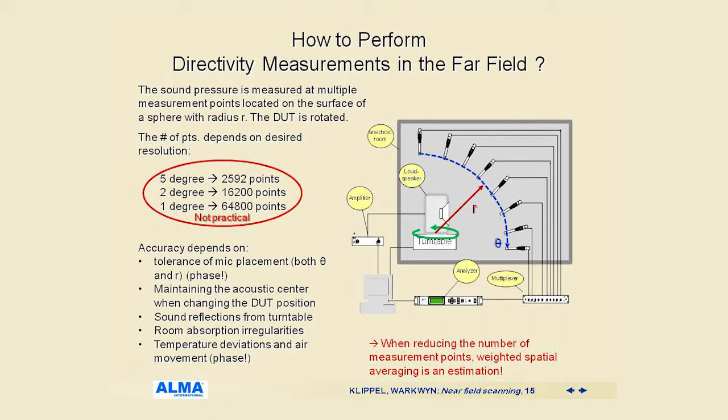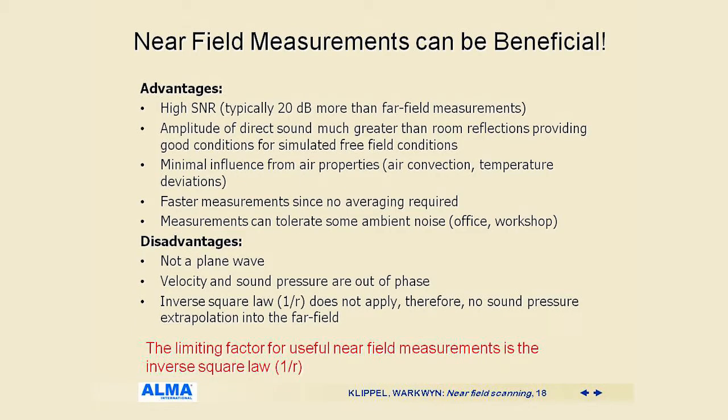When we want to reduce the number of measurement points, a weighted spatial averaging can be used, but it is an estimation. Near-field measurements can be beneficial. The advantages of near-field measurements are a high signal-noise ratio, typically 20 dB more than the far field.